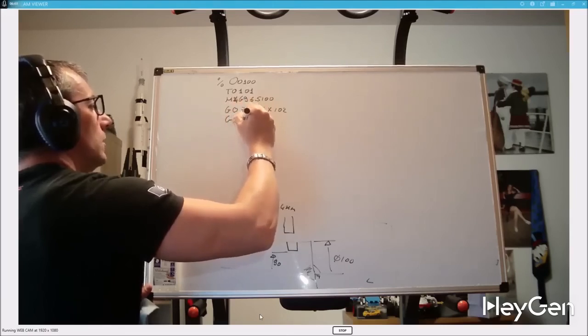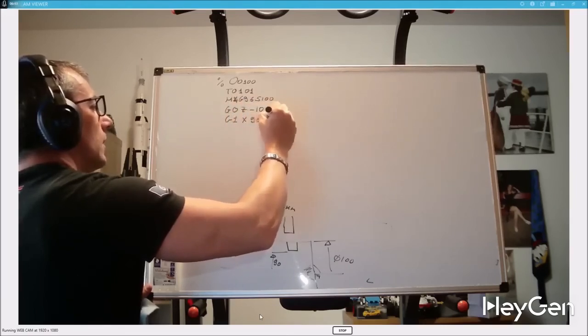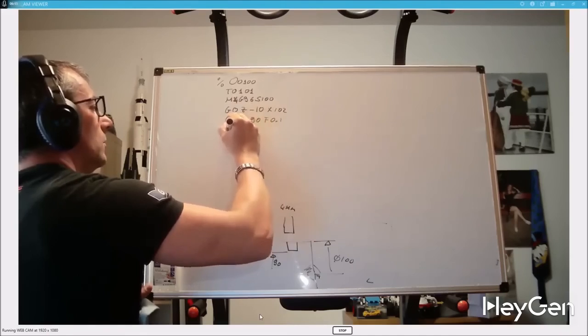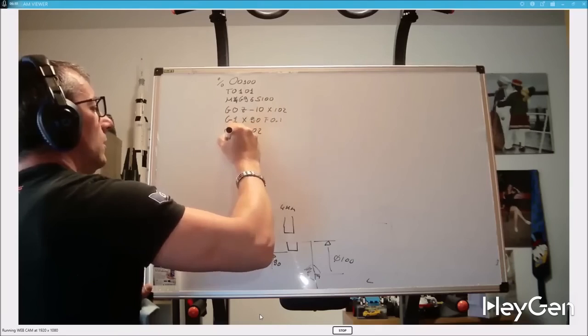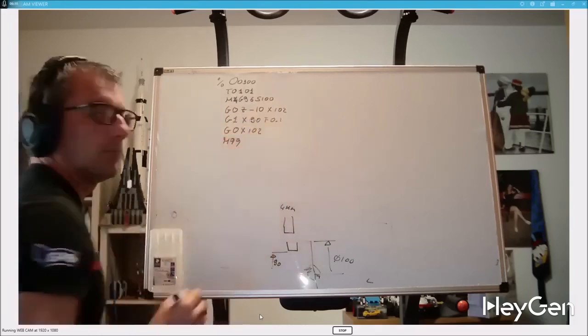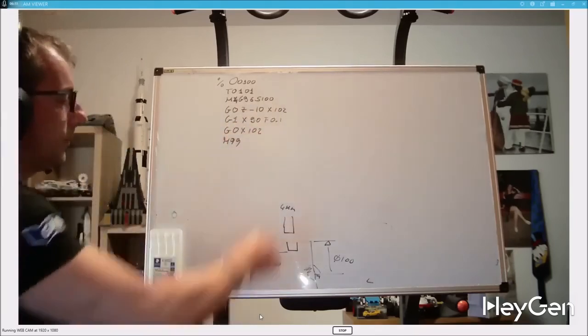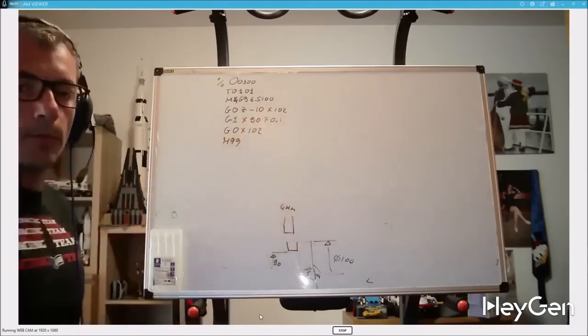After cutting, the tool retracts with G0X102. The subprogram ends with M99, returning control to the main program. This sequence ensures precision and efficiency in machining.